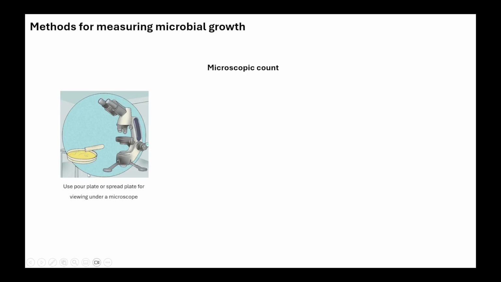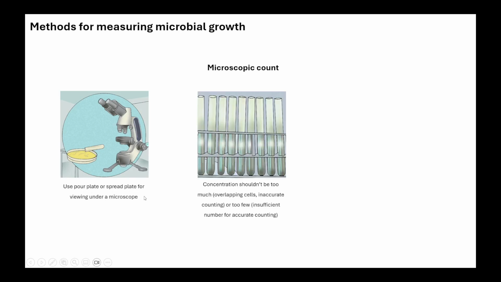So for microscopic count, this is what is happening. This is what I was talking about, the pour plate. So, use pour plate or spread plate for viewing under a microscope. Concentration shouldn't be too much because overlapping cells will give inaccurate counting, or it shouldn't be too few, which is again an insufficient number for accurately determining the number of cells.